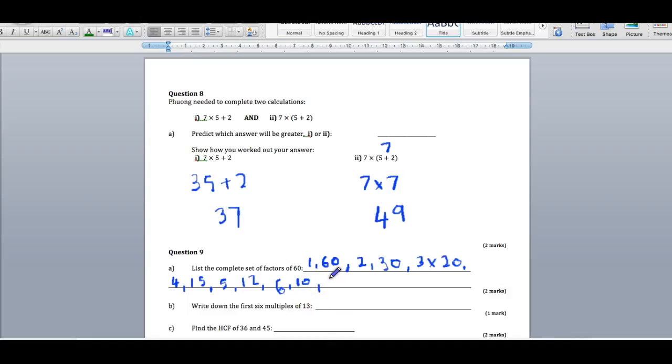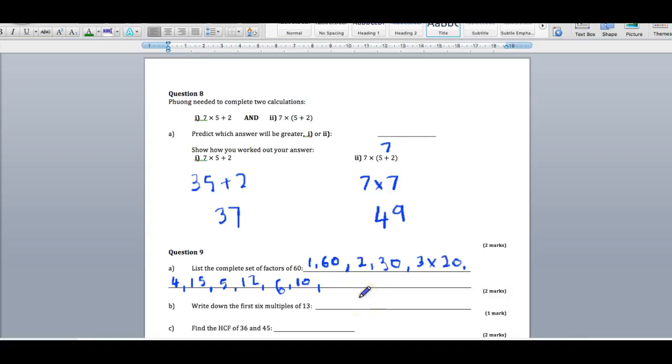7 is not. 8 is not. 9 is not. And then we get to 10 again. So there's a list of your factors. If you got most of them, maybe if you were just missing one, I still gave you 2 marks. If you were missing quite a few of them, I maybe only gave you 1 mark.